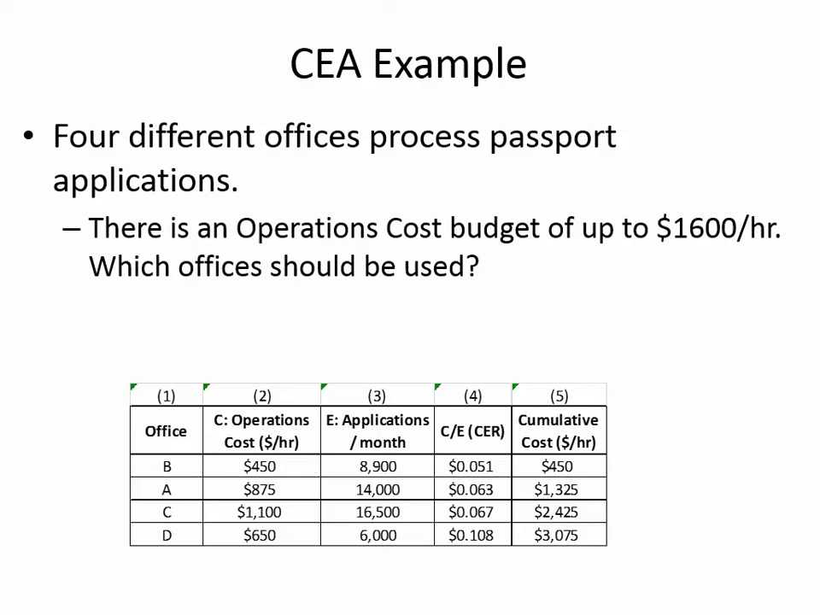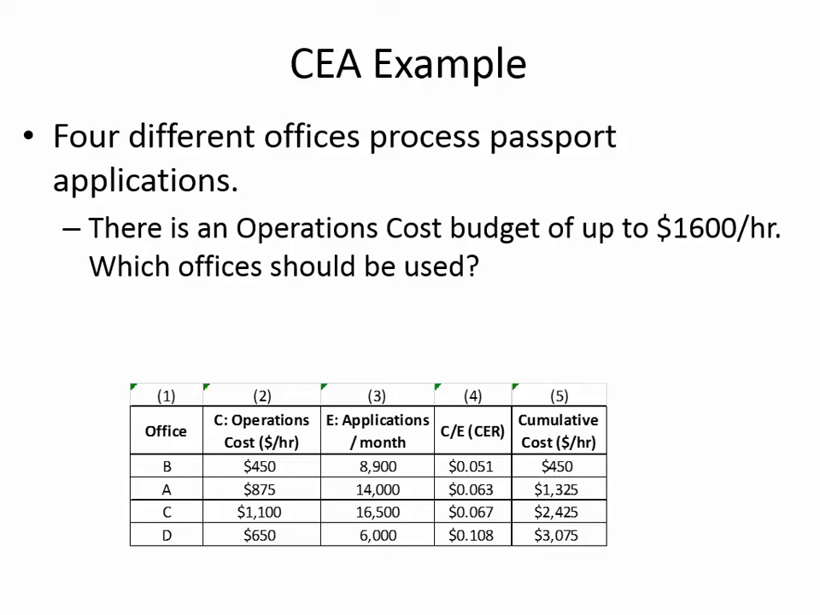But now for column 5, the cumulative cost column on office A, I'm combining having office A open and office B. And so this $13.25, the cumulative cost, is just saying, what if we have both office A and office B in operation? And so you can see that now office C is the previous value, $13.25, plus an additional $1,100, and so on.